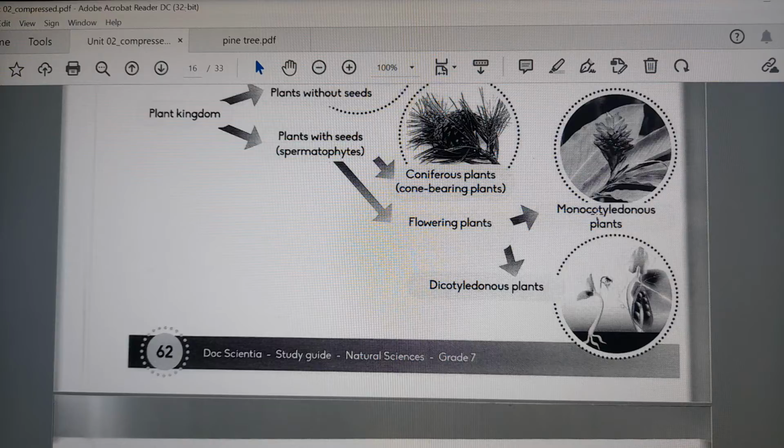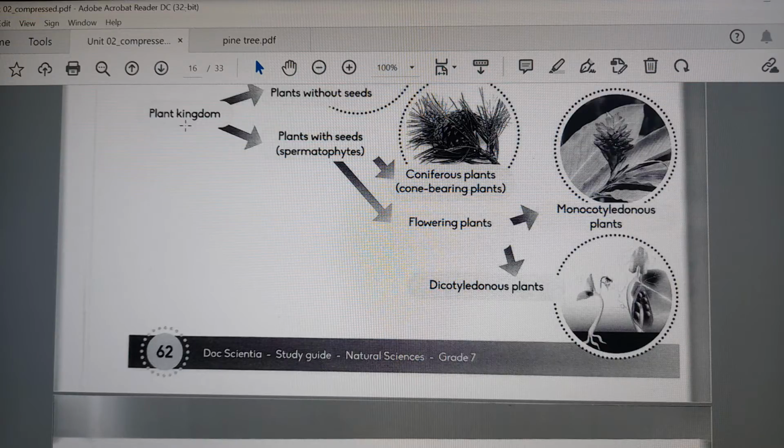We have monocotyledonous, sometimes they call them monocotyledons, but let's use this one for now. We've got monocotyledonous plants and we've got dicotyledonous plants. We'll explain this further when we continue, but we know for now that mono means one and di means two.